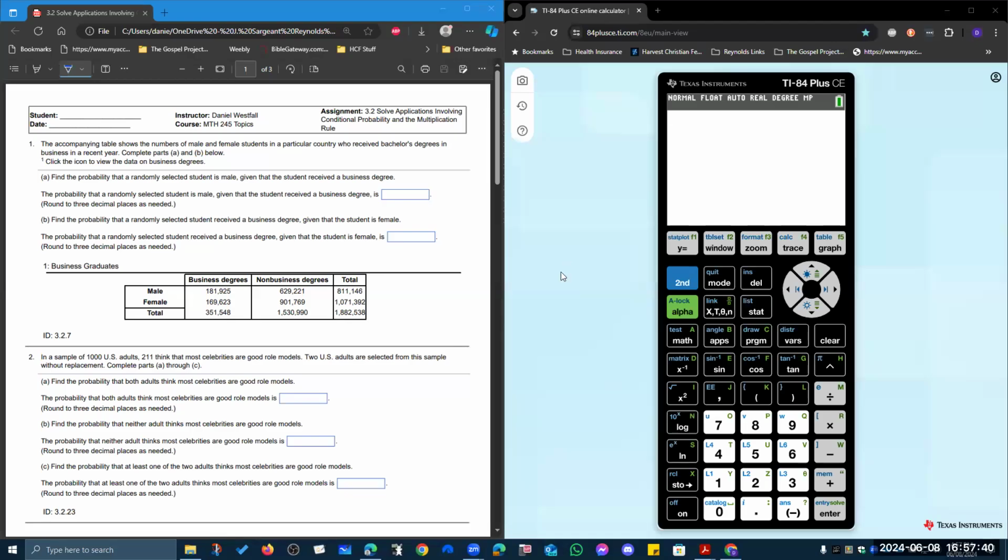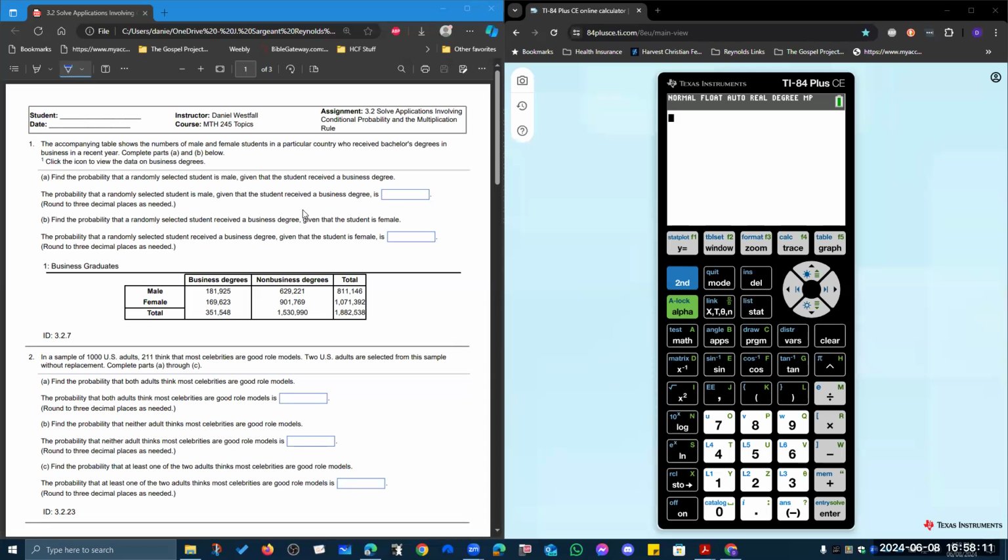In this video, we're going to solve applications involving conditional probability and the multiplication rule from 3.2. The accompanying table shows the numbers of male students and female students in a particular country who received bachelor's degrees in business in the recent year. We're going to use that table to complete parts A and B below.